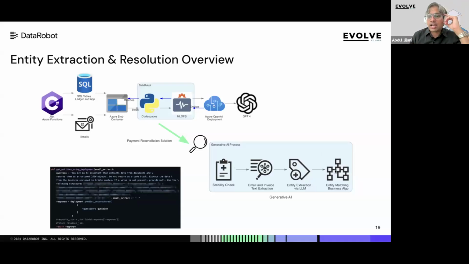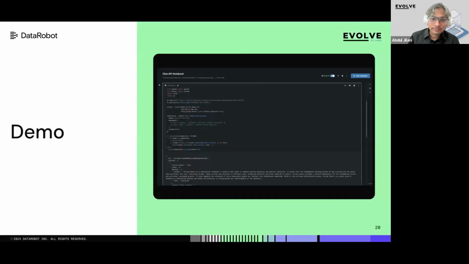Once we have that, we have our own text similarity matching algorithms and the numeric algorithms for matching, and then that business algorithm runs inside of DataRobot notebook, and then finally we produce the output of the golden records. So while we can't show you the exact implementation because of, again, data and privacy reasons, we have a simple demo that will explain what we are doing.